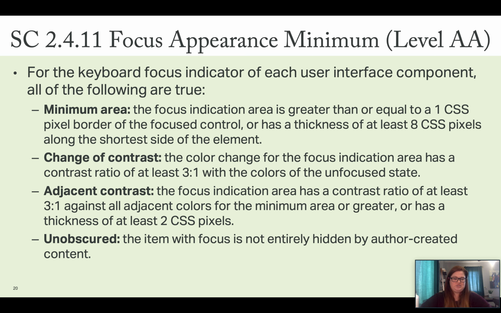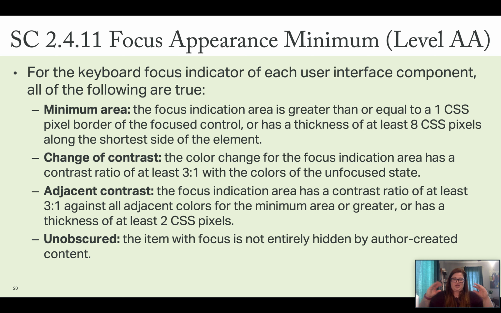You will often see this as almost like a highlight around a link. And then there needs to be a change of contrast. So the color change for the focus indication area has a contrast ratio of at least 3:1 with the colors of the unfocused state. And then there's adjacent contrast. So the focus indication area has a contrast ratio of at least 3:1 against adjacent colors for the minimum area or greater, and has a thickness of at least 2 CSS pixels.